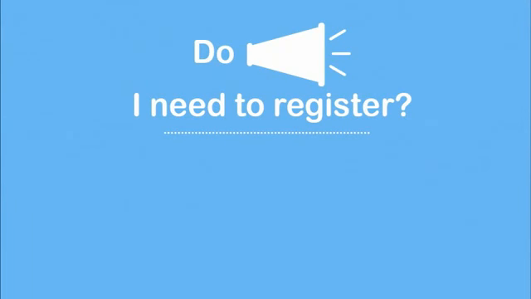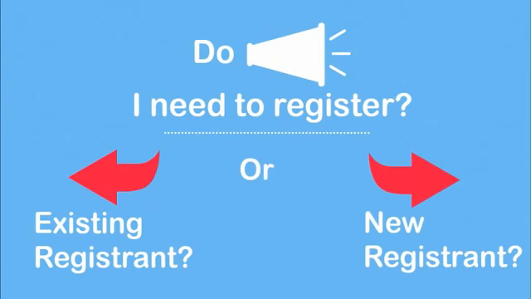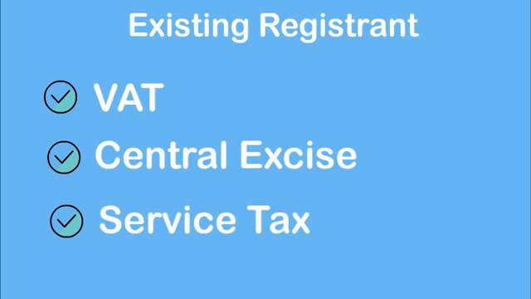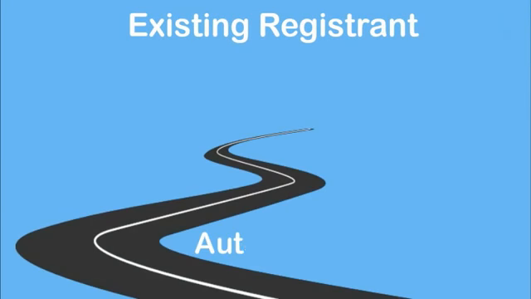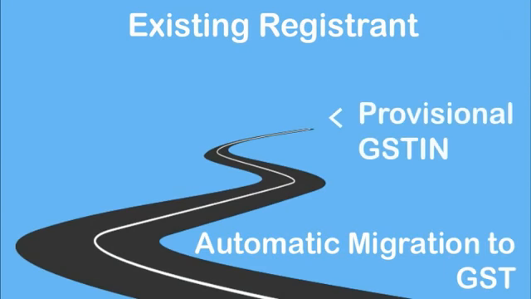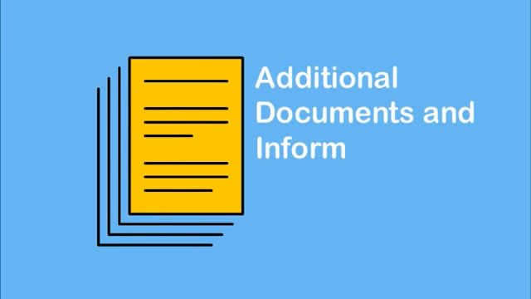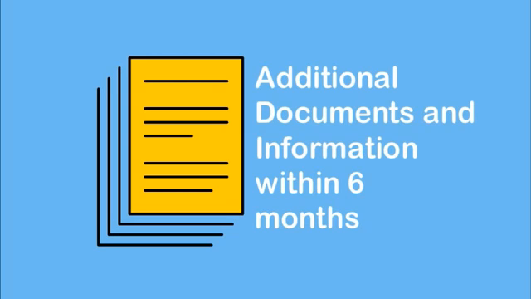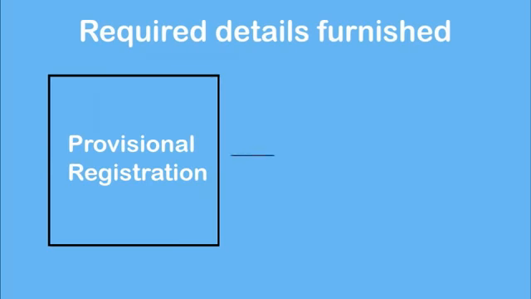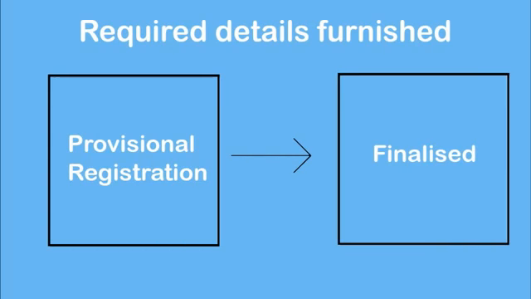Well, it depends upon whether you are an existing registrant or a new registrant. If you are an existing registered taxpayer under VAT, Central Excise or Service Tax laws, you will be automatically migrated to GST and given a provisional GST. However, you would be required to submit some additional documents and information within a period of 6 months. Once the required additional details are furnished, the provisional GST registration is finalized. However, failure to do so will result in cancellation of the provisionally granted GST.